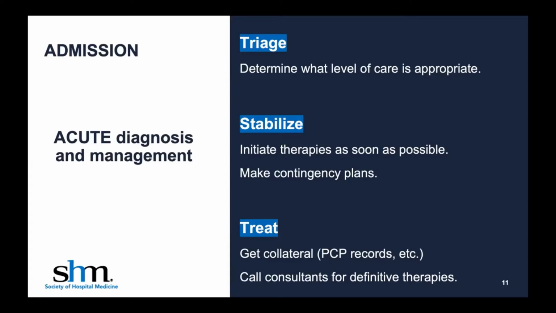And then finally, treating the patient. Getting collateral information here is really one of the most important roles of the hospitalist, getting PCP records and other collateral information to understand who is the patient at their baseline and how far off are they. And finally, calling consultants if needed for those definitive therapies and calling them early. And this is a theme you'll see recurring through all of these objectives.